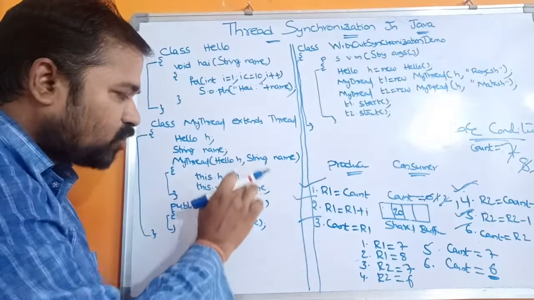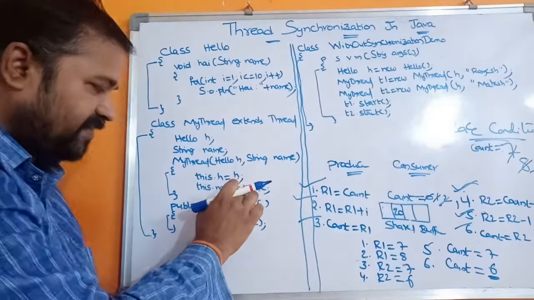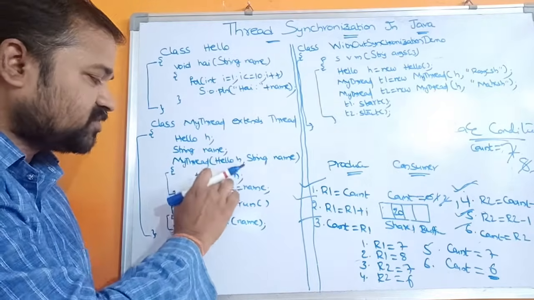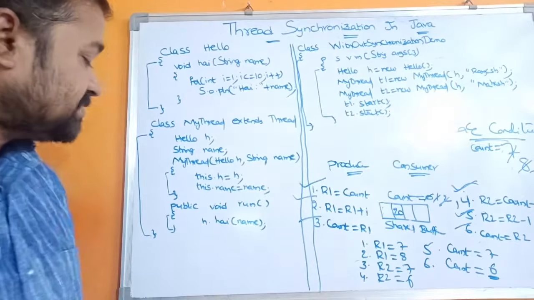So this.h = h. This h is nothing but the local variable. This name is nothing but the local variable. Whereas this.h is the instance variable. So this.h = h, and this.name = name.